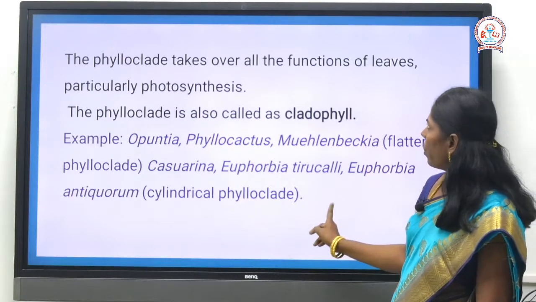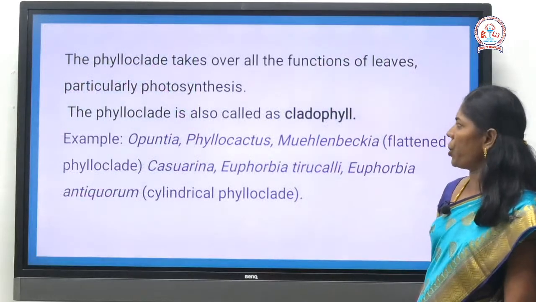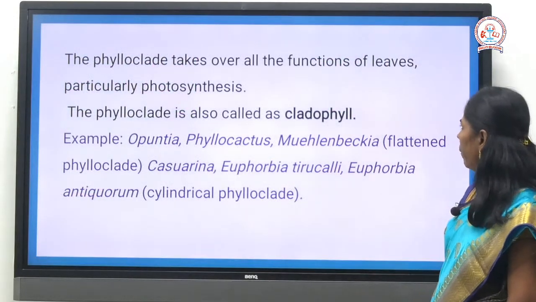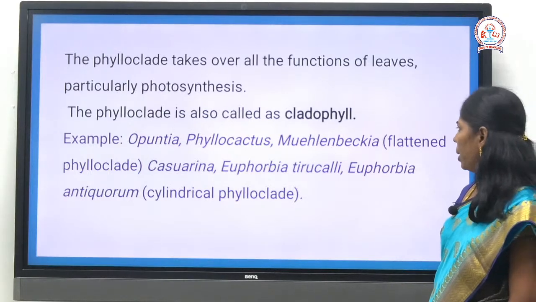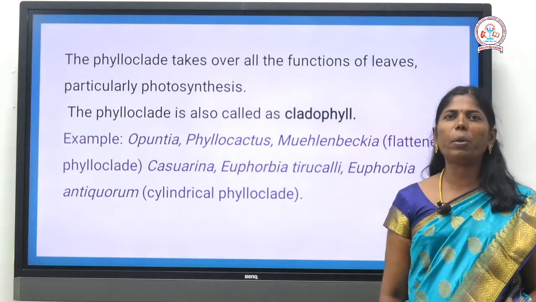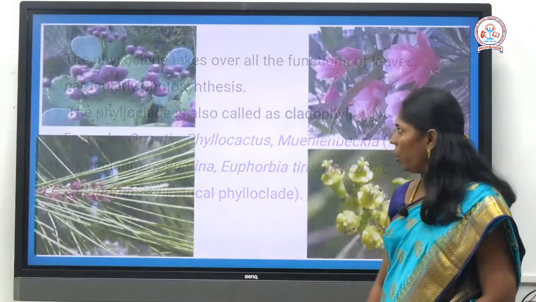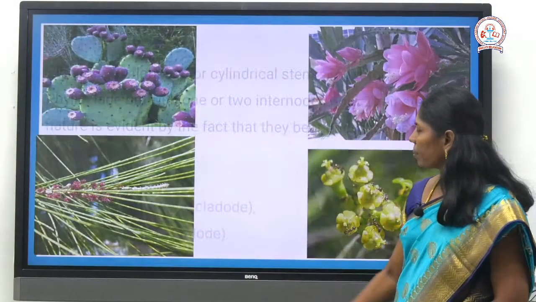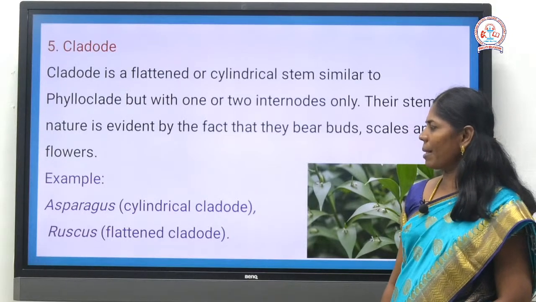The phylloclade takes over all the functions. Examples: Opuntia, Epiphyllum, okay? There is Baccharis, Casuarina, Euphorbia tirucalli, Euphorbia antiquorum. These all belong to the family Euphorbiaceae. So these are examples of phylloclades in xerophytic conditions. For cladode, there are two: Asparagus and Ruscus.